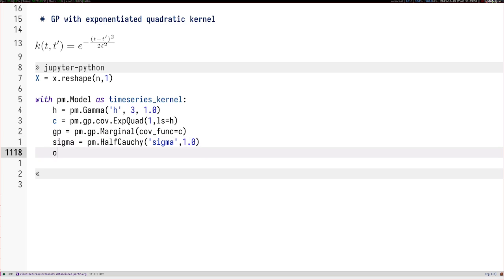And now what we're used to is that we would write observed is etc. And the implementation for the Gaussian process is slightly different. So we say here that ys is gp, and then we say we want to have the marginal likelihood of ys, where x is equal to x and y is equal to y. So this is the y that we defined above when we were generating our data. And the noise term is given by sigma.